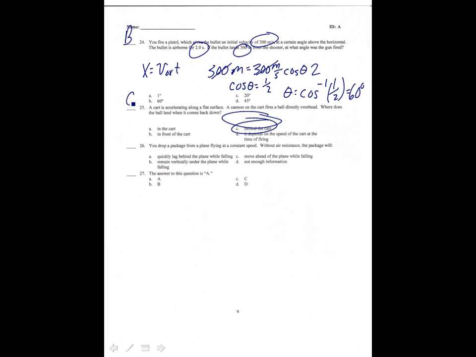You drop a package from a plane flying at a constant speed without air resistance. The package will remain vertically under the plane while falling. The answer there is B. And of course the answer here is A.